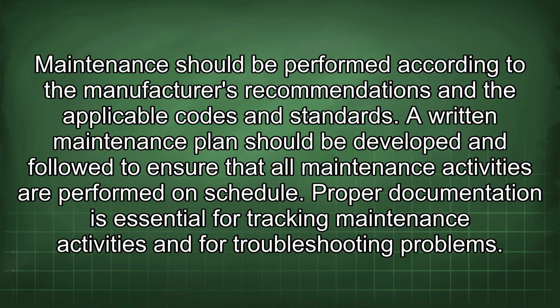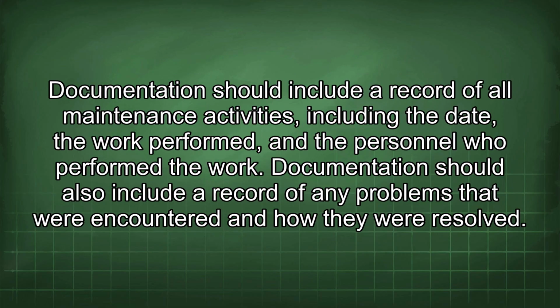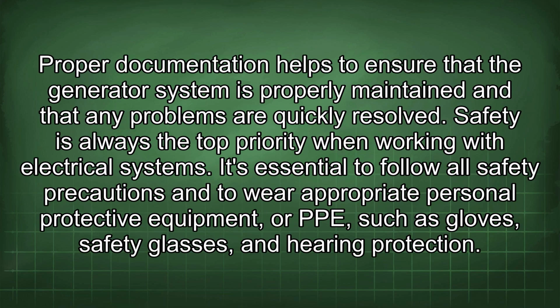Proper documentation is essential for tracking maintenance activities and for troubleshooting problems. Documentation should include a record of all maintenance activities, including the date, the work performed, and the personnel who performed the work. Documentation should also include a record of any problems that were encountered and how they were resolved. Proper documentation helps to ensure that the generator system is properly maintained and that any problems are quickly resolved.